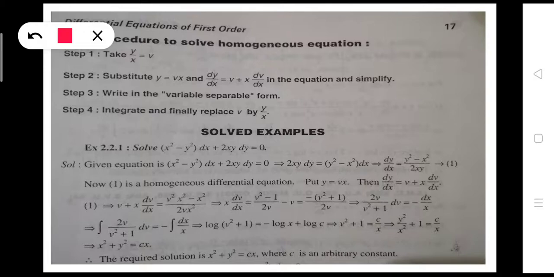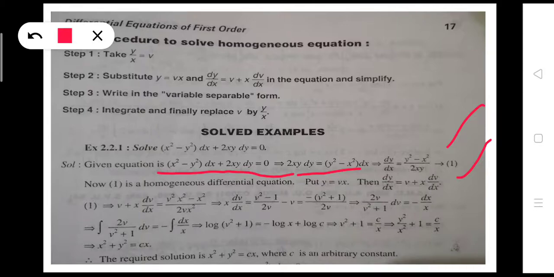The given differential equation is first written as (x square minus y square) dx plus 2xy dy is equal to 0, and this is also written as 2xy dy is equal to (y square minus x square) dx, and in a similar way this is written as dy by dx is equal to (y square minus x square) by 2xy. This is called equation 1.